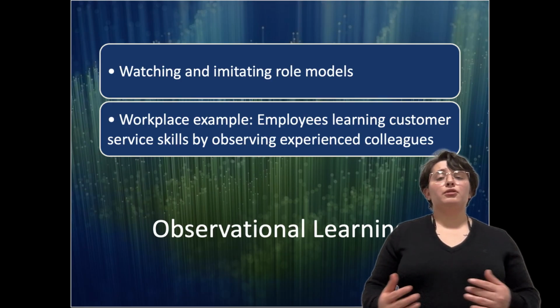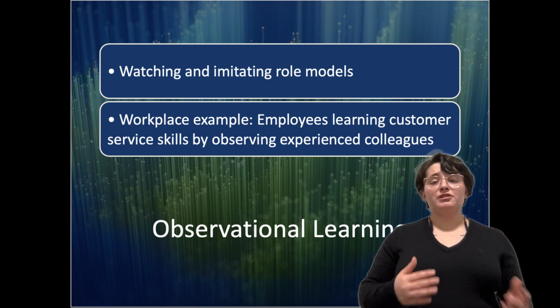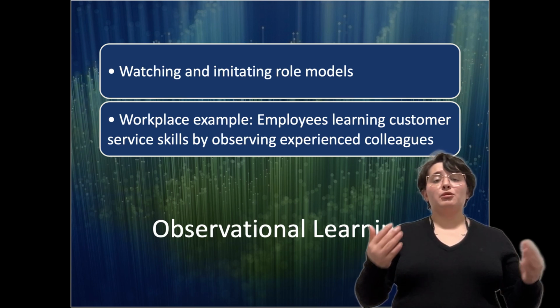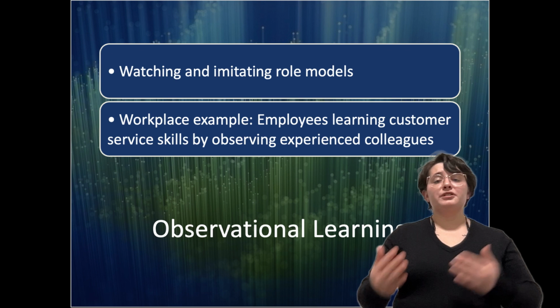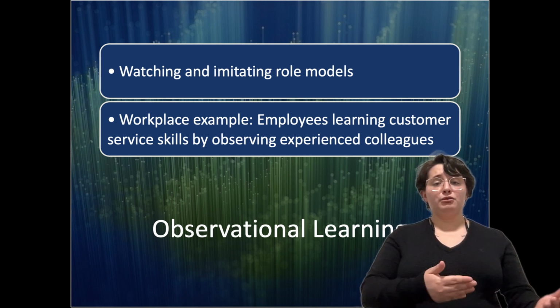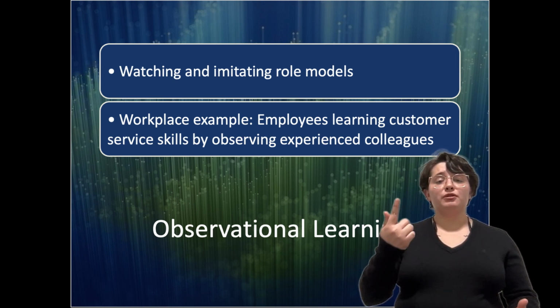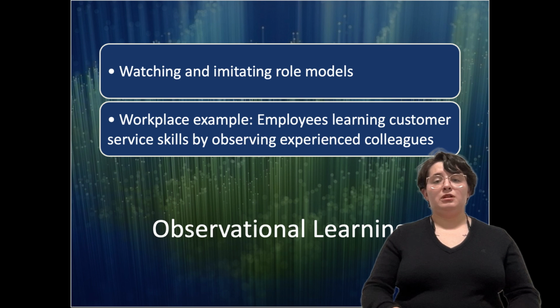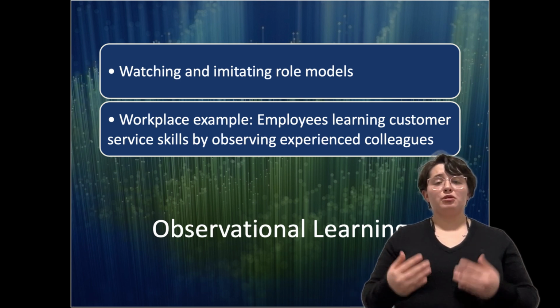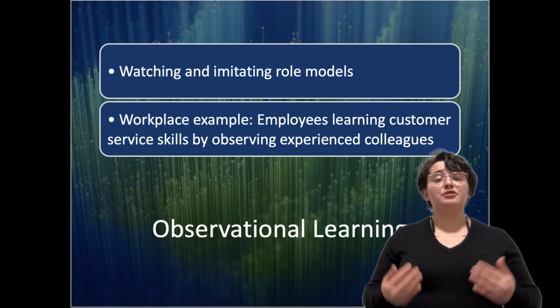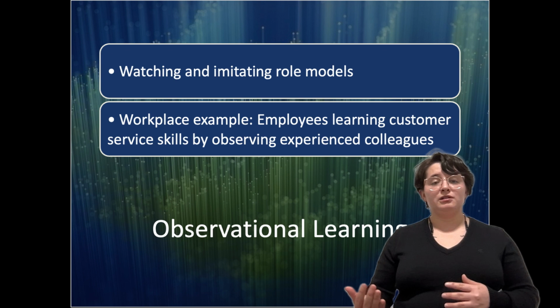Observational learning occurs when people acquire new skills or behaviors by watching others. Instead of learning through trial and error, we observe successful behaviors and apply them. This is one of the most common ways humans learn, especially in the workplace.